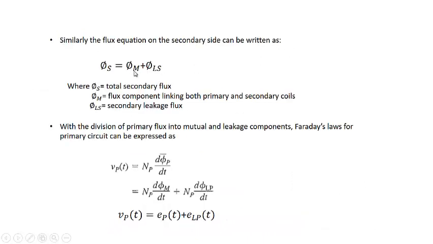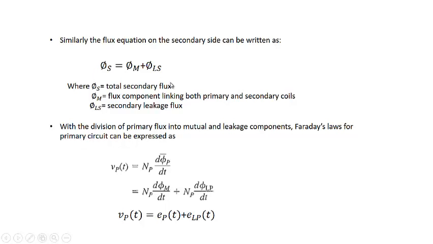Similarly, for the secondary side, we have phi s is equal to phi m plus phi ls, where phi s is the total secondary flux, phi m is the flux component linking both primary and secondary coils, and phi ls is the secondary leakage flux. So with the division of the primary and the secondary mutual and leakage components, Faraday's law for the primary circuit can be expressed as follows.